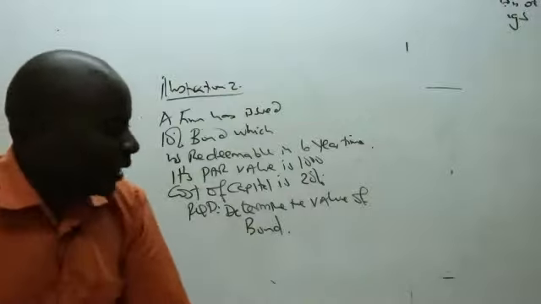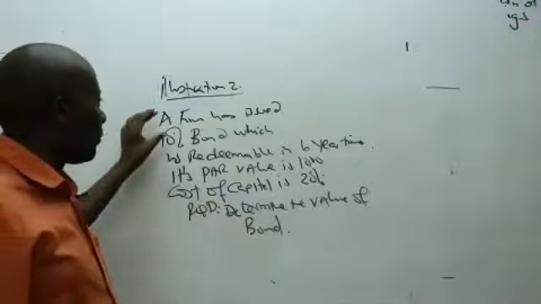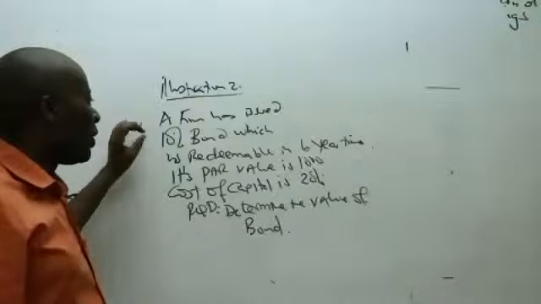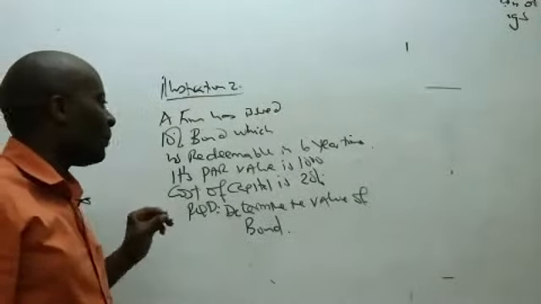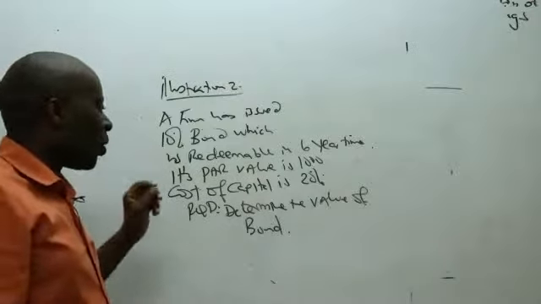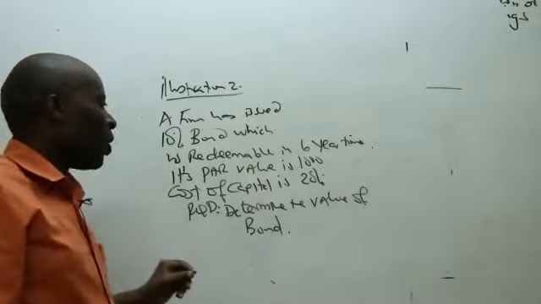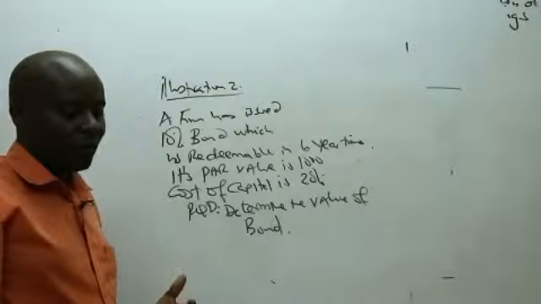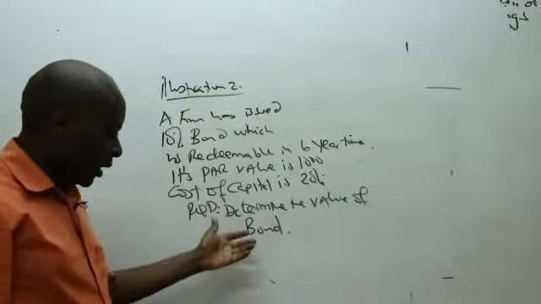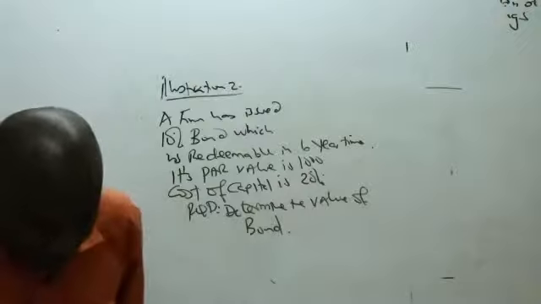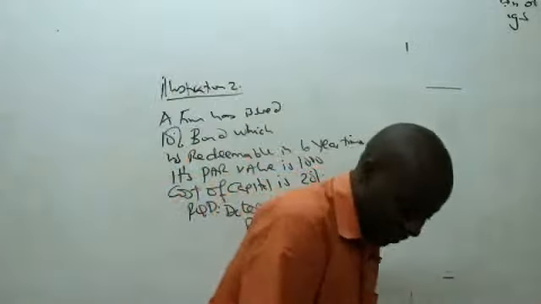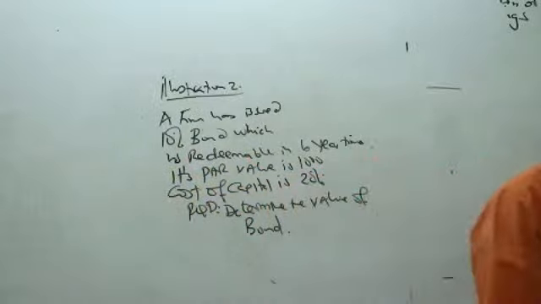So now here we are. We have a question. I hope now you can see this question. A firm has issued 10% bonds, a bond which is redeemable in 6 years' time. Its par value is 1,000. The cost of capital is 20%, and you are required to determine the value. Remember, we are studying valuation of securities. I'm giving you 5 minutes. Try. Can't see the board. Problems are many. But of course, we can't really work without problems. Problems are nice.